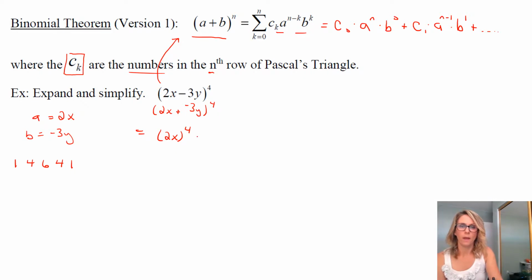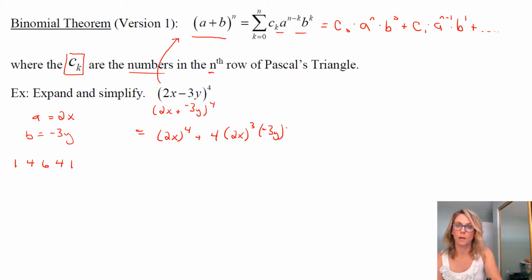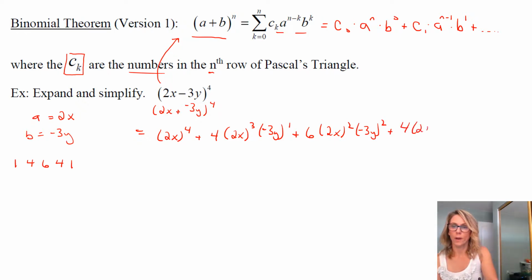So 1, then I have 4. Now the 2x is going down by 1 degree. The negative 3y, however, is making its first appearance with a degree of 1. Then the next coefficient will be 6. 2x is going down by 1. Negative 3y is going up by 1 in terms of its degree. Then we have 4. Again, 2x is going down by 1, so now just 2x. Negative 3y is going up.